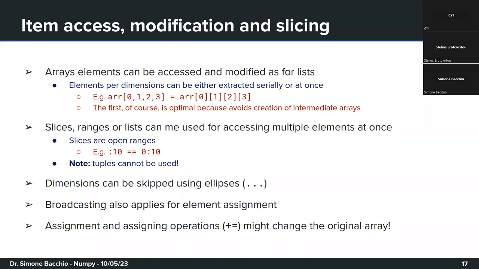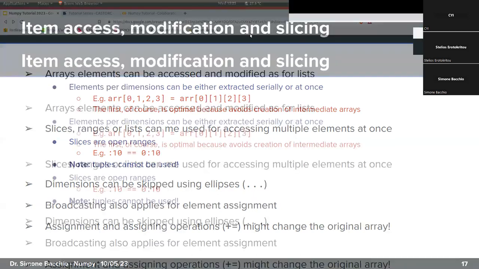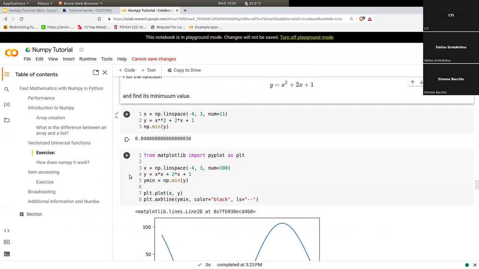Another thing we might want to do then is to select parts of the array to get a certain value, change the values of certain parts of the array, etc. Let's see how this can be done inside Numpy. So this is about item accessing, modification, and slicing. Let's have a look at this kind of operations.